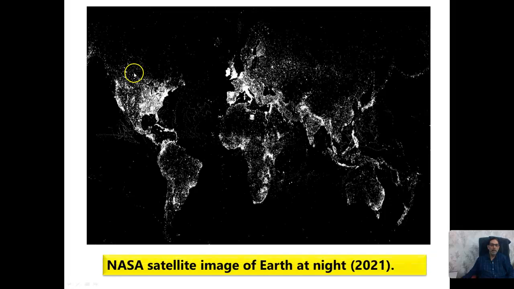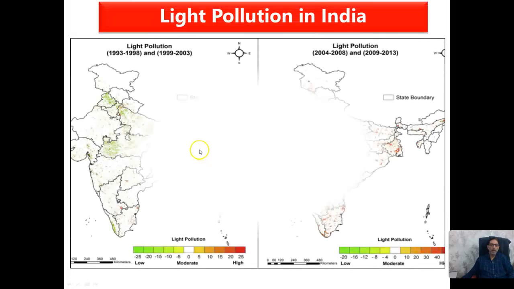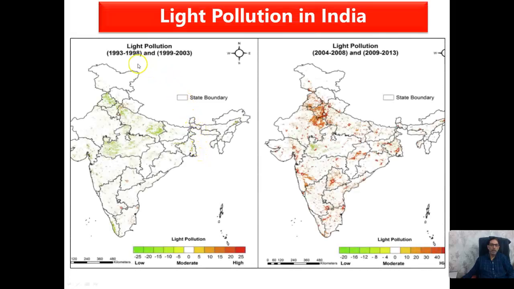Then this is basically the map. It's the NASA satellite image of Earth at night, and this gives you some idea about the light pollution in the entire world. Then you have got the light pollution scenario in India. There are two pictures. One is the Indian map showing from 1993 up to 2023, and it shows that in one image there's little redness, and you can see in the right image there is much more redness. It means from 1993 to 2003 there was less light pollution in India, but now it has drastically increased in the year 2013.